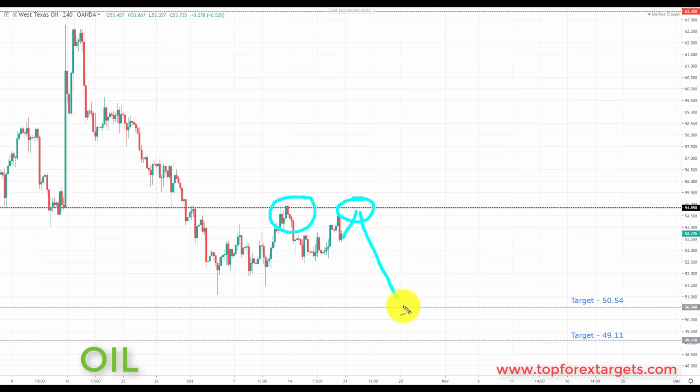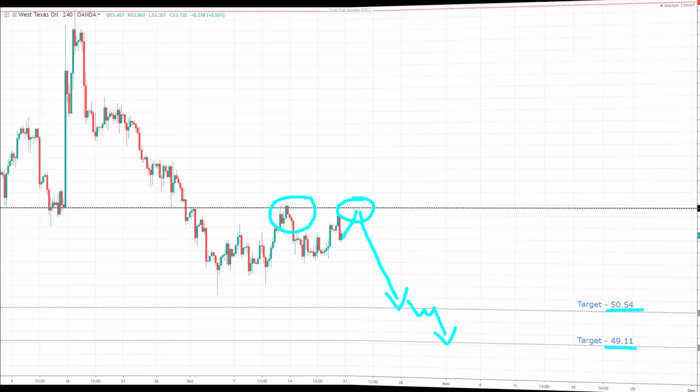And we're going to be looking at initiating shorts down towards the next key of support to the downside in the target set at the 50.54. And if we can get a breakthrough here, we're going to be looking down to the next key of support to the downside in the target 2 at the 49.11.